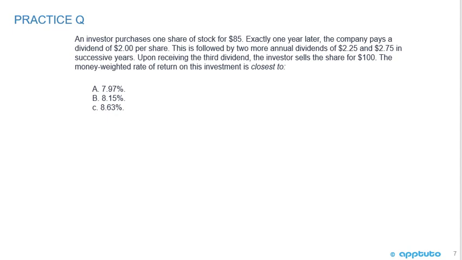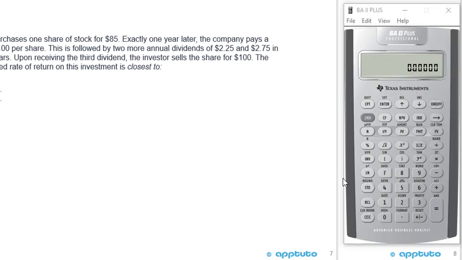So here's an example. You buy a stock, 1 share, for $85. Exactly 1 year later, they pay a dividend of $2 per share. That's followed by 2 more annual dividends of $2.25 and $2.75 in successive years. Upon receiving the third dividend, you sell the shares for $100. So what is the money-weighted rate of return? You can see in this case the cash flow is a lot easier. Is it A, 7.97%, B, 8.15%, or C, 8.63%?